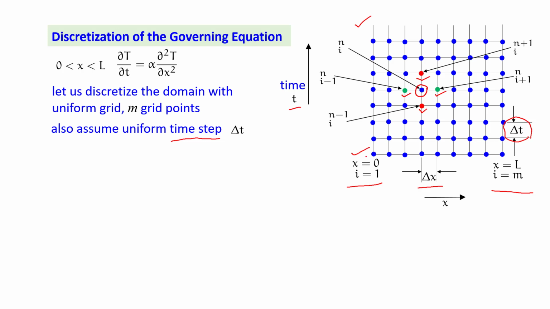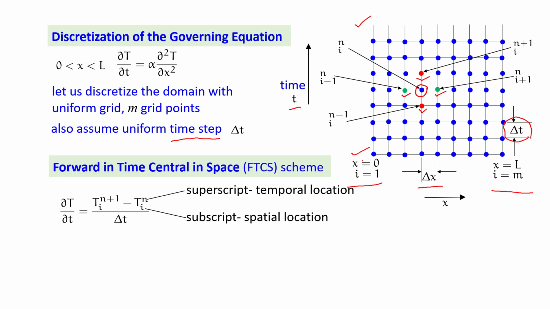With this geometry in mind, let us decide some sort of a scheme that we call forward in time and central in space scheme. So in time direction, we will take forward difference. So we write this del T del t as T i n plus 1 minus T i n divided by delta t. When I write superscript, this actually means that this is time. When I write subscript, here it is i, that is the space.